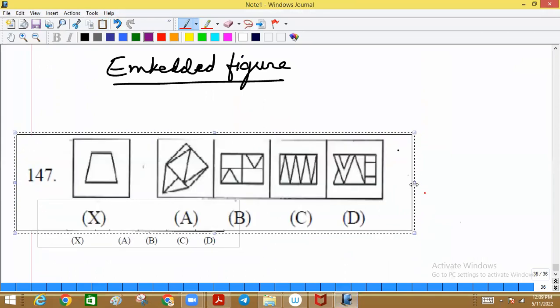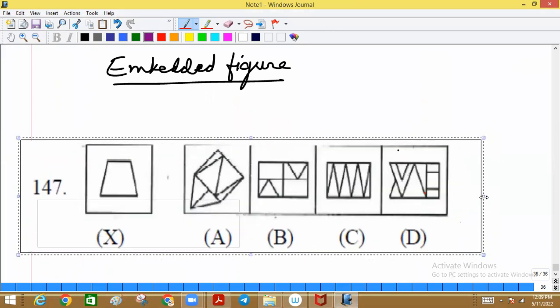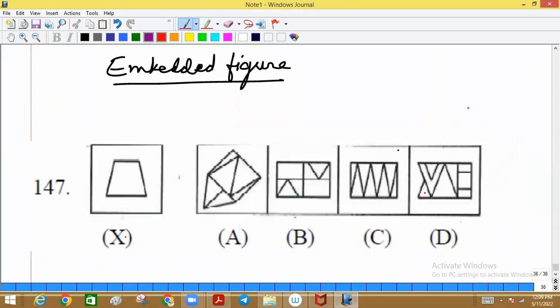Next, see. If this is the question, here X is the question figure followed by 4 options. In this case, this figure is embedded in option A, B, C, or D. You need to identify in which option it is embedded, in which option it is hidden. Sometimes, remember this, if the rotation is not there, he himself gives in the question: rotation not done.